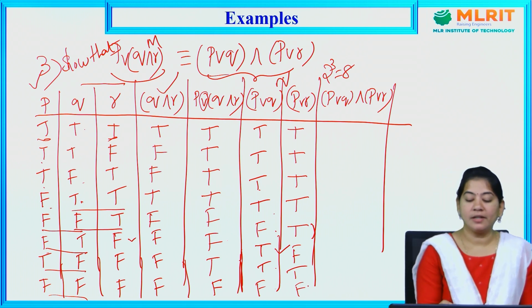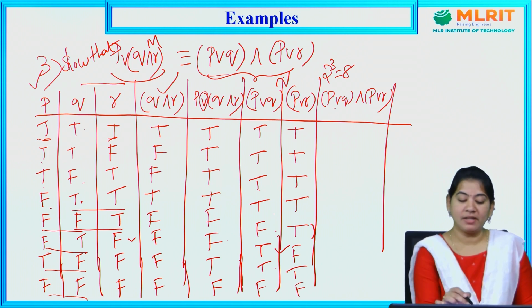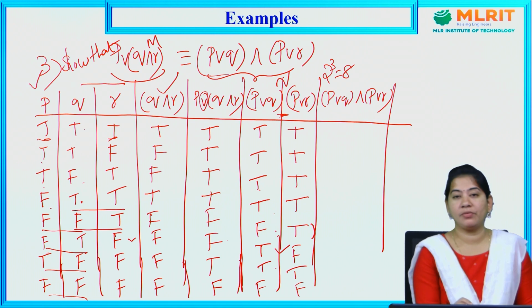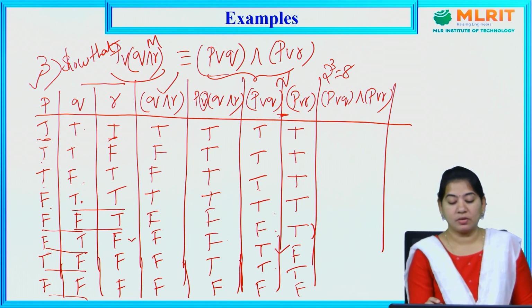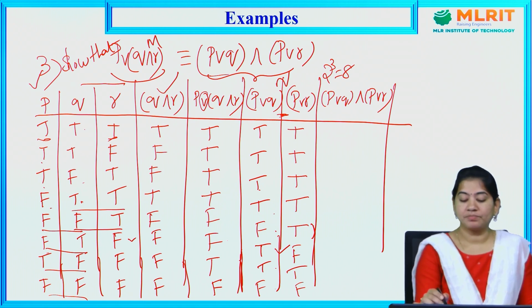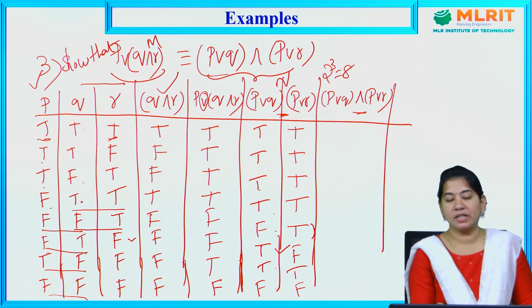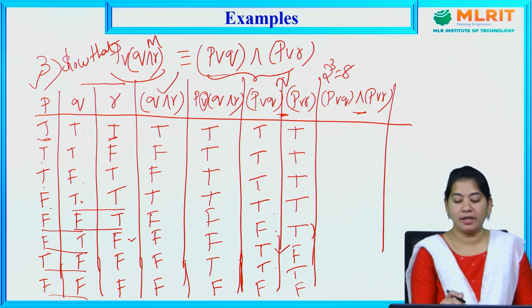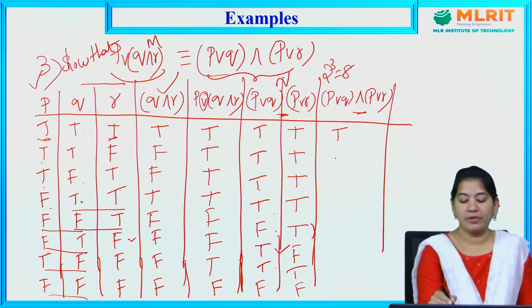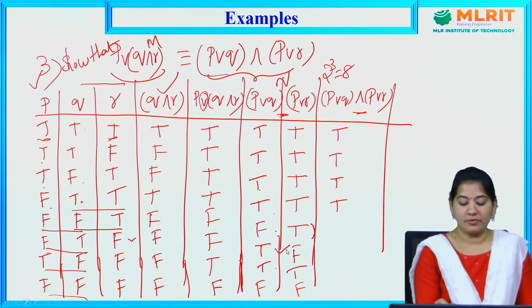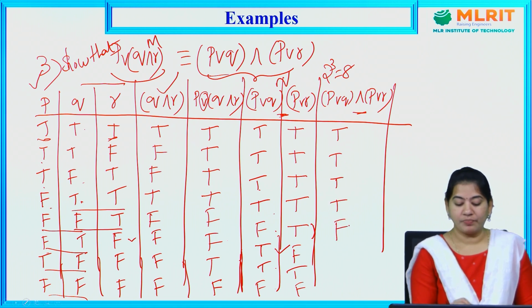So next let us go for (P or Q) and (P or R). Means you need to apply conjunction between P or Q and P or R. So just apply the AND here. Means even if one statement is false, the resultant truth value will be false. So here we don't have any false statements, you will get all trues only. Next we have false, false, and here we will get true. Next we will get false.